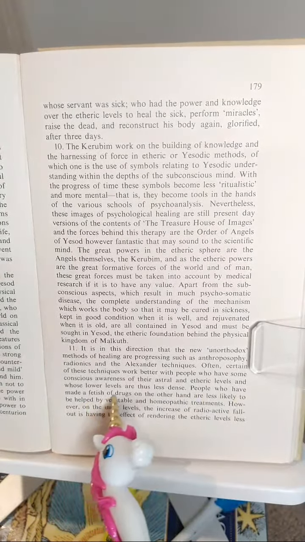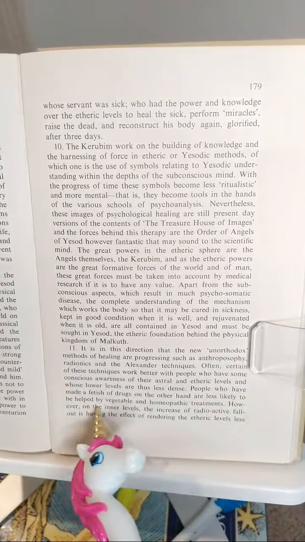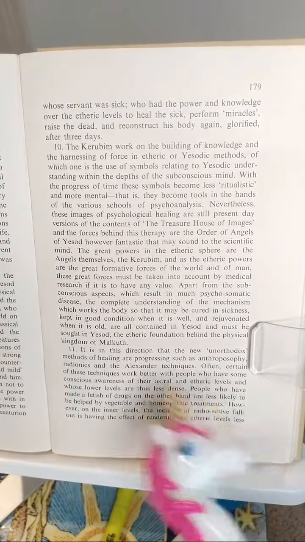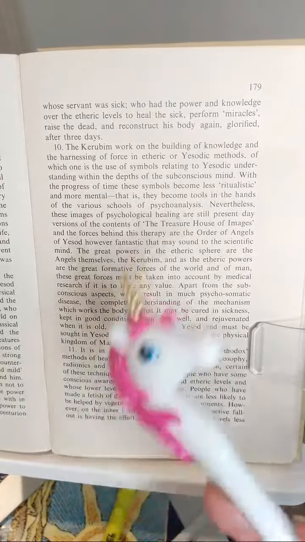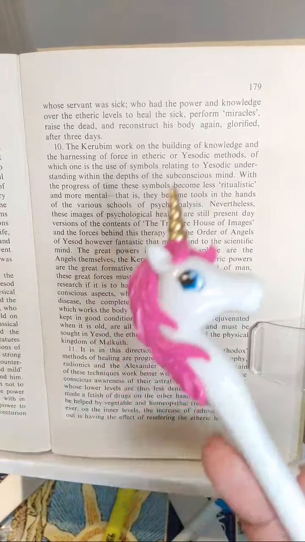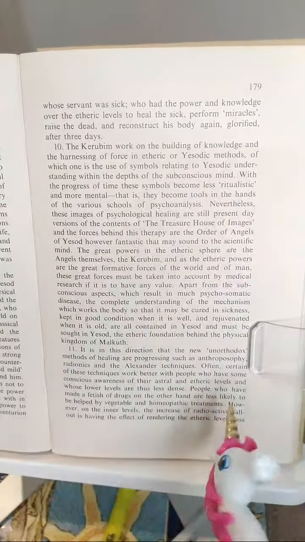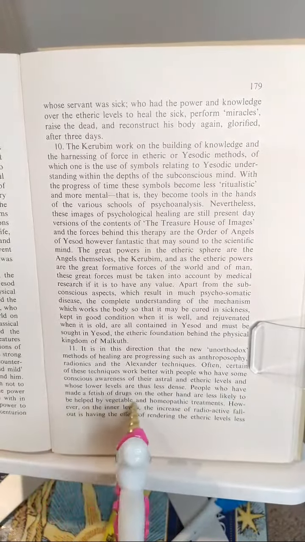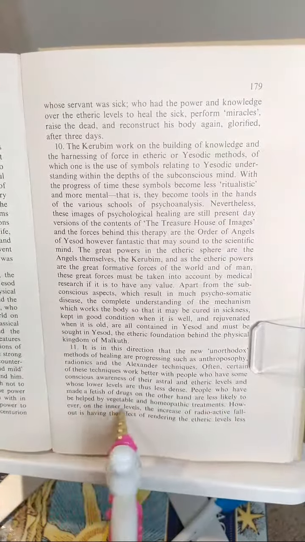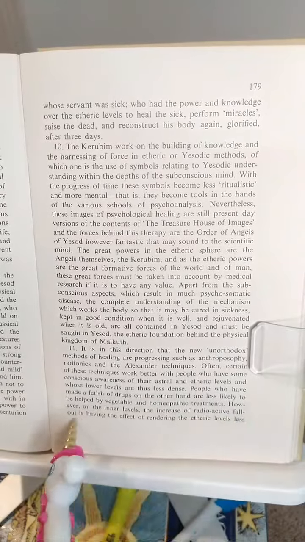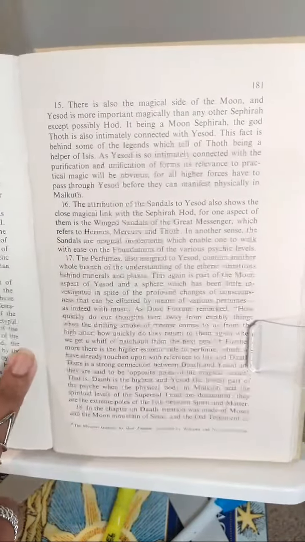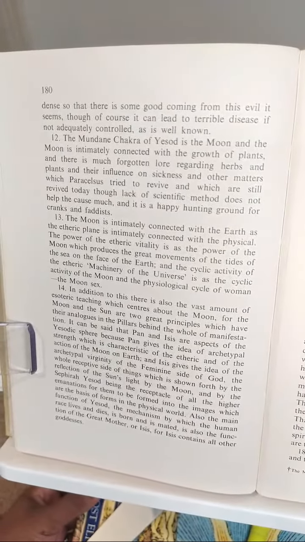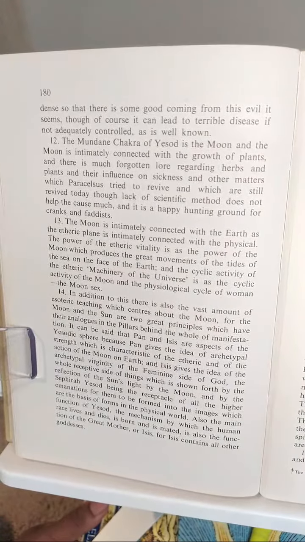People who have made a fetish of drugs, on the other hand, are less likely to be helped by vegetable and homeopathic treatments. Gotta pick one or the other, because your body begins to adapt if you're constantly taking those pills or other chemical injections. However, on the inner levels, the increase of radioactive fallout is having the effect of rendering the etheric levels less dense, so that there is some good coming from this evil, it seems, though of course it can lead to terrible disease if not adequately controlled, as is well known.